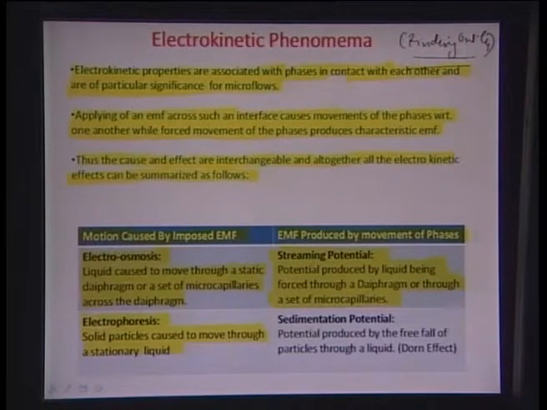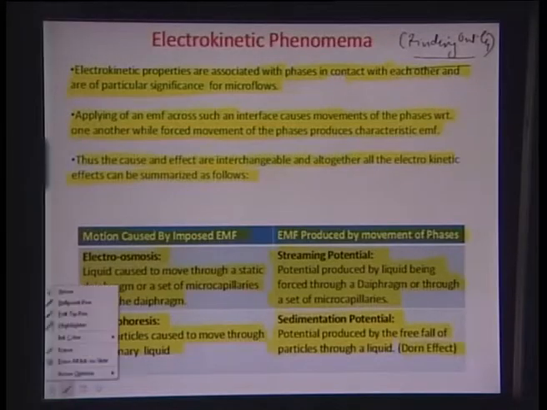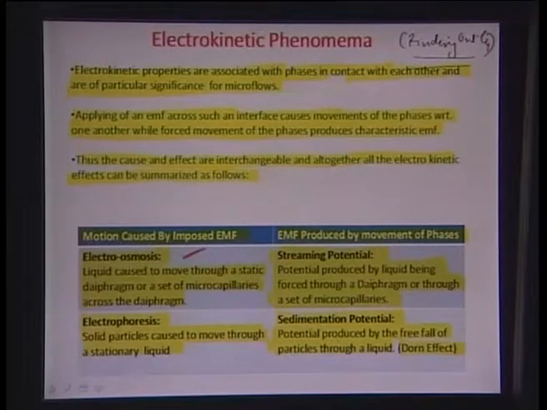The other important effect is sedimentation potential. It is used very often in the chemical industry. This is the potential produced by the free fall of particles through a liquid. This is a gravity driven fall of particulate matter in a liquid which would cause a certain amount of potential, and this can give information about the weight of those particles or the rapidity with which they would sediment or settle down. This is also known as the Dorn effect. We would be more interested in studying just a few types, actually these three, in more detail, about how a motion can be caused by EMF or an EMF can be caused by motion.